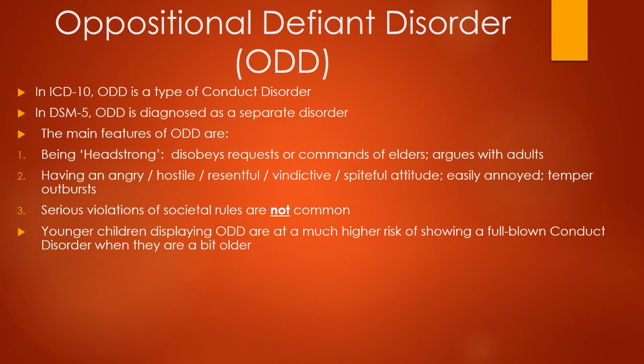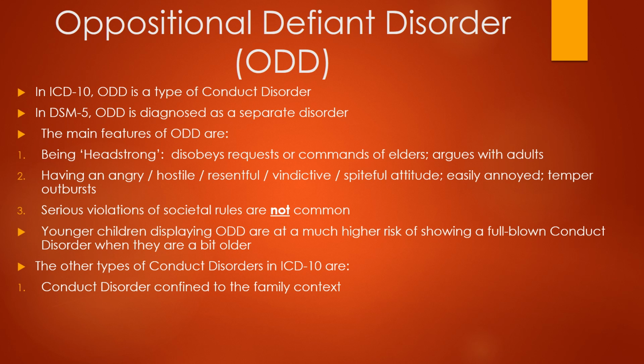Younger children displaying ODD are at a much higher risk of showing a full-blown conduct disorder when they are a bit older. The other types of conduct disorder in ICD-10 are conduct disorder confined to the family context, socialized conduct disorder where the child has normal relationships with peers, and unsocialized conduct disorder where the child is not a popular member among his or her peer group.